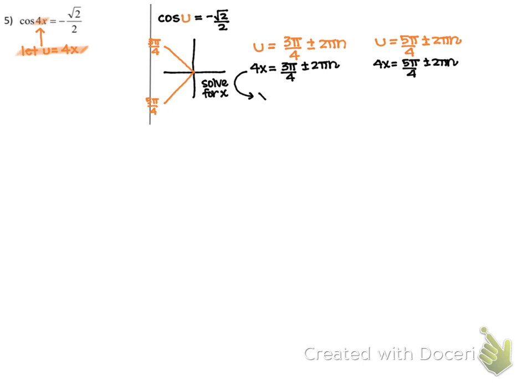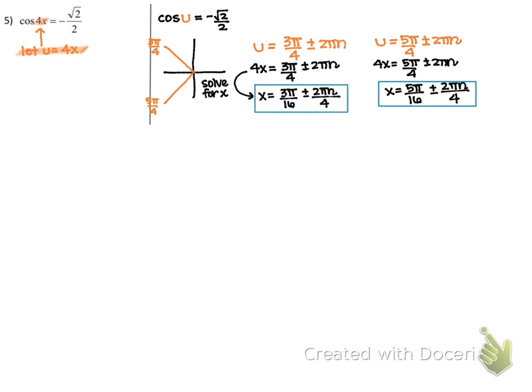If I divide by 4, then this is going to be 3 pi over 16 plus or minus 2 pi n over 4. You could have simplified it, 2 pi n over 2, totally fine. You got to do the same thing here. X equals, divide by 4, that's 5 pi over 16 plus or minus 2 pi n over 4. You could have also simplified. You have to make sure that you resub your variable back in and solve for the thing that you were originally supposed to be solving for.